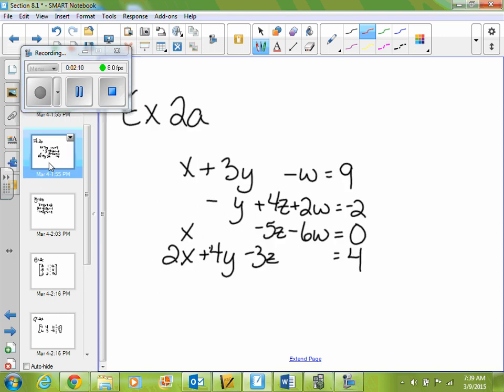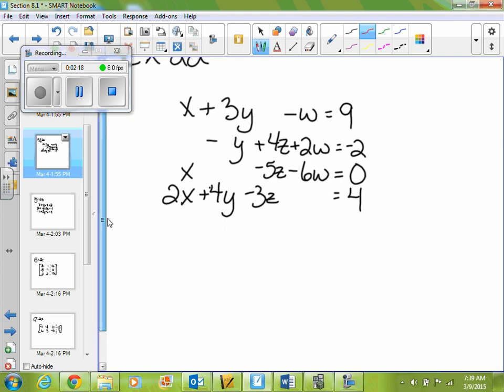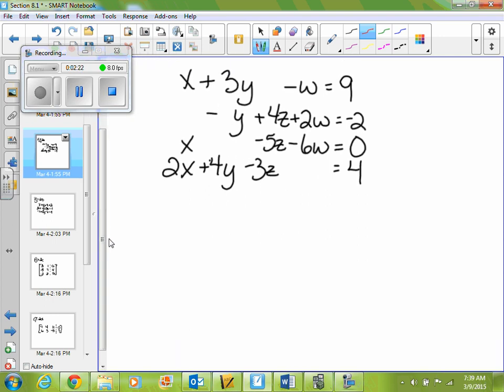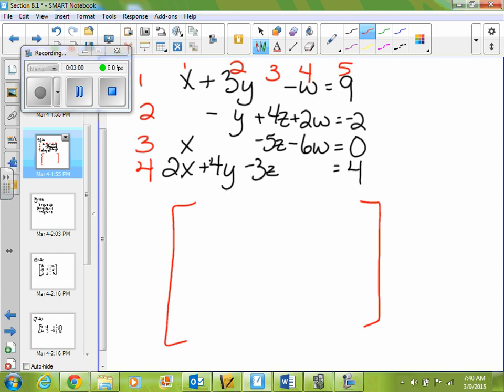For the second part of what we're going to do, we're going to actually write our own matrices. So we're going to write what are called augmented matrices. Okay, so if I'm given the system x plus 3y minus w equals 9, negative y plus 4z plus 2w equals negative 2, x minus 5z minus 6w equals 0, and 2x plus 4y minus 3z equals 4. We need to make a matrix that matches that. And when you're making a matrix out of a system of equations, you only care about your leading coefficients. So I know that I'm going to have 1, 2, 3, 4 rows. And I'm also going to have 1, 2, 3, 4, 5 columns. Okay, so I'm going to make a 4 by 5 matrix.